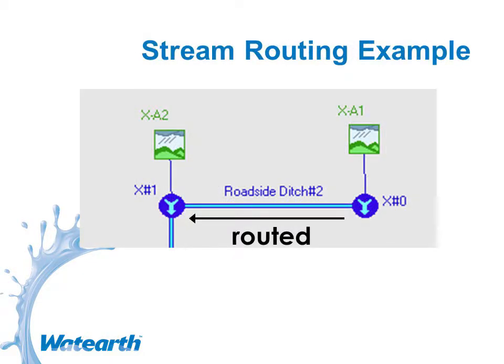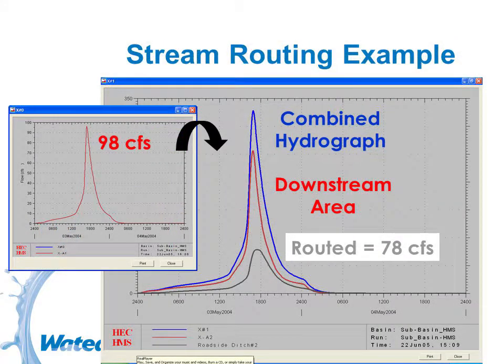So basically, in HEC-HMS, we've got our little drainage subareas with the green. Both contribute to a junction. The upper area is routed, in this case, just through a roadside ditch, to the lower area where the two hydrographs would combine. So what we end up with is a hydrograph with a 98 CFS peak from the upper drainage area. It gets routed through that roadside ditch. The peak attenuates to 78 CFS. You can see it kind of dampens and squishes out a little bit. Gets combined with the downstream area in red, yielding the blue combined hydrograph.